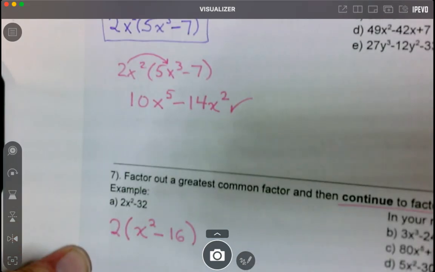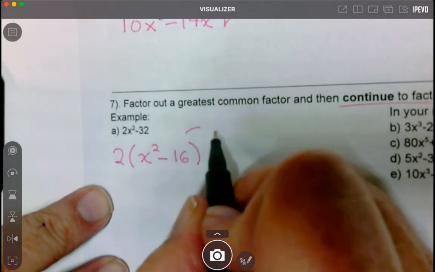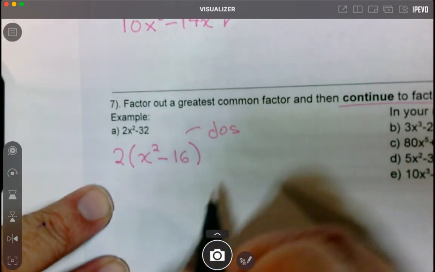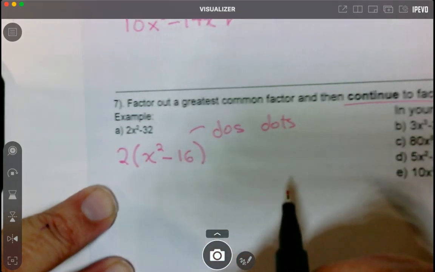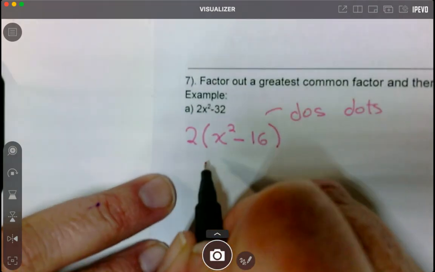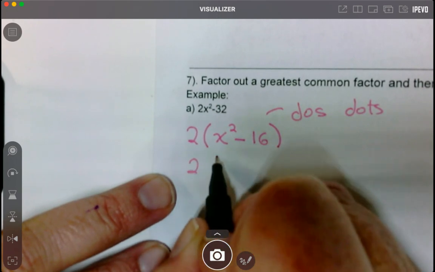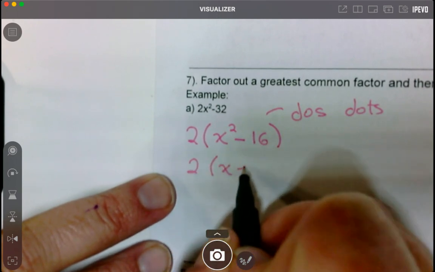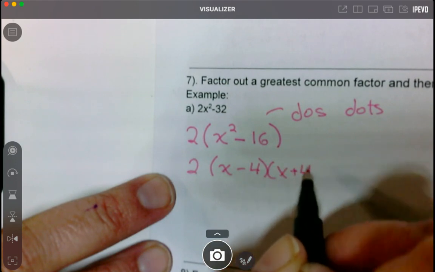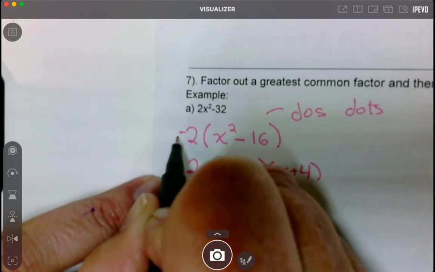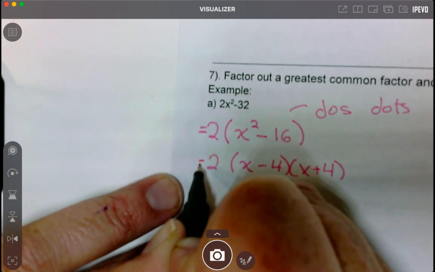I should have another identity, right? And I do. This identity is difference of squares, or difference of two squares. Some people call it DOS, some people call it dots. So I'm going to keep my 2, that's very important. And then I'm going to factor this into x minus 4, x plus 4. And what's important is all of these expressions are equal.